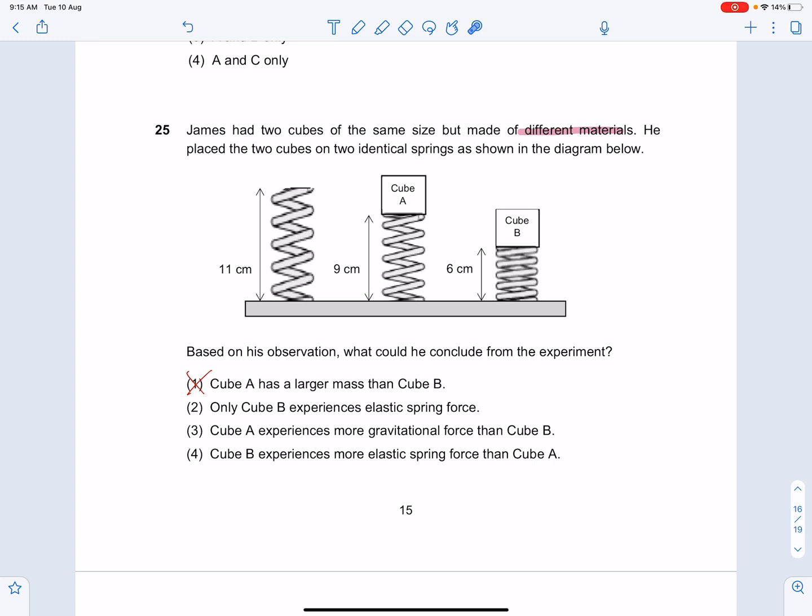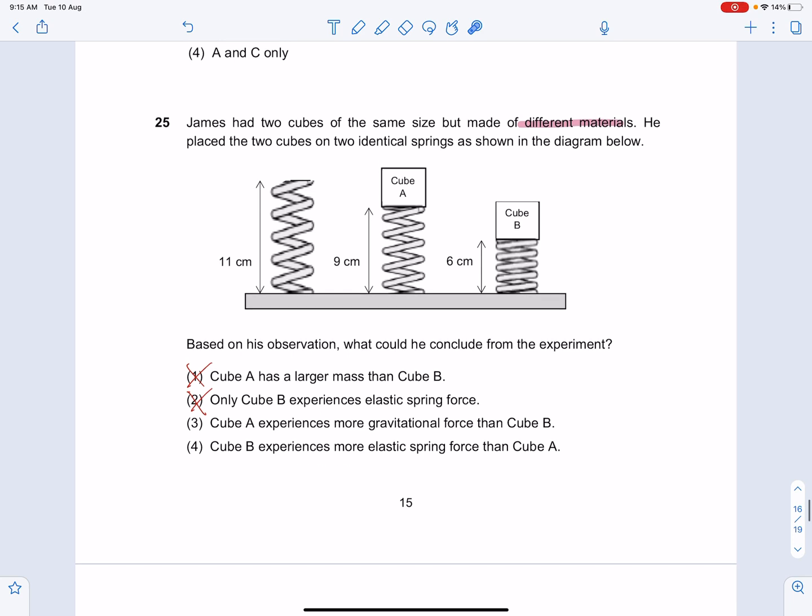This is also wrong because if you look at it, A has also compressed your spring by a good 2 cm. Because it's being compressed, it will experience some form of elastic spring force.